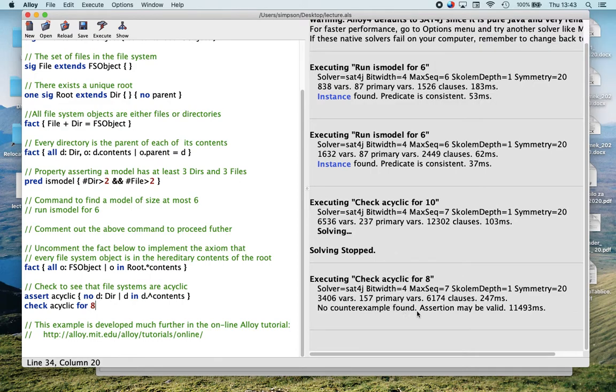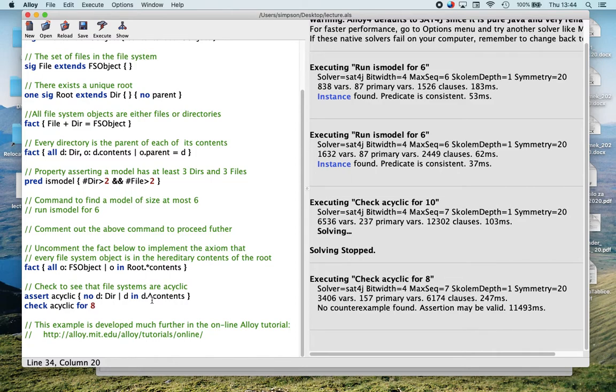So no counterexample has been found to the acyclic assertion. So if there is a counterexample, the model has to have at least 9 elements in it, 9 file system objects in it. So it gives us, as explained in the first part, cause to hope that the acyclicity property might be true, might be a consequence of the axioms, and indeed it can be shown that it is a mathematical consequence of the axioms.